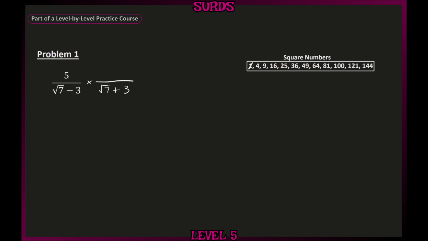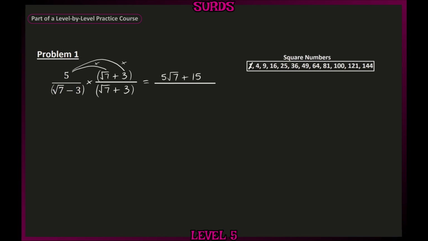Now if we're doing this to the bottom of the fraction, we need to also do the same to the top. So we need to multiply the top by root 7 plus 3. And because I'm multiplying by two terms here, we need to make sure that these go in brackets. So focusing first on the numerator, we have 5 multiplied by root 7. This gives us 5 root 7. And then 5 multiplied by 3 gives us plus 15.